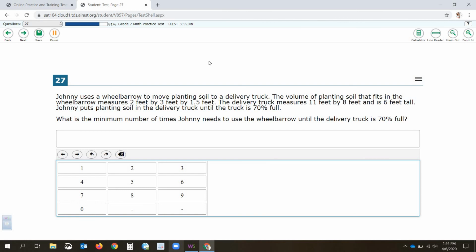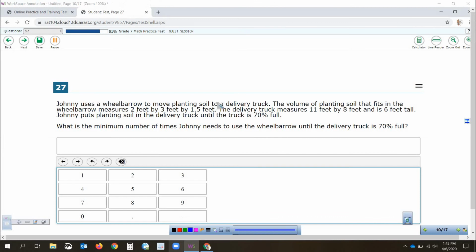All right, Johnny uses a wheelbarrow to move planting soil to a delivery truck. Doesn't this sound like fun? The volume of the planting soil that fits in the wheelbarrow measures 2 feet by 3 feet by 1.5 feet. The delivery truck measures 11 feet by 8 feet by 6 feet tall. Johnny puts planting soil in the delivery truck until the delivery truck is 70% full. What is the minimum number of times Johnny needs to use the wheelbarrow until the delivery truck is 70% full?